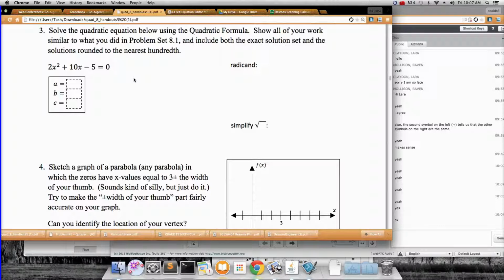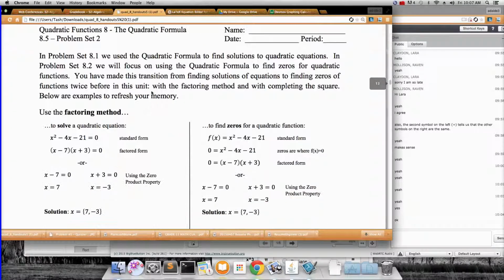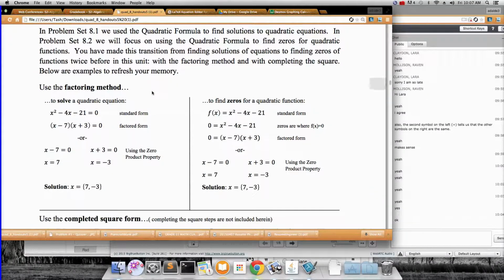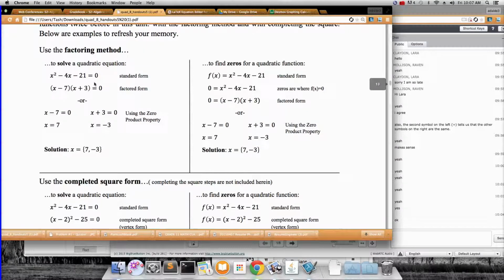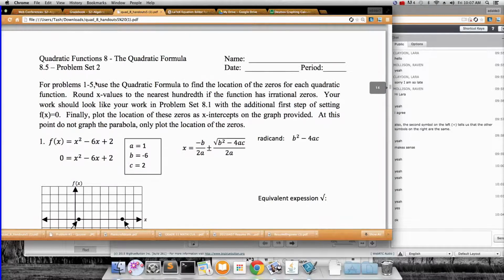So let's talk about this one real quick. Do I want to do that one? No, let's skip that one. Let's see. All right, let's do this one real quick. Just taking a look. All right, here we go.